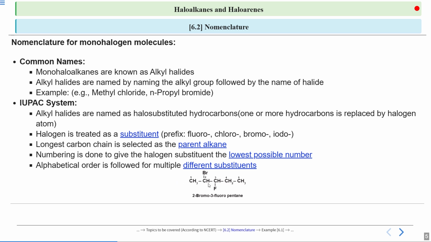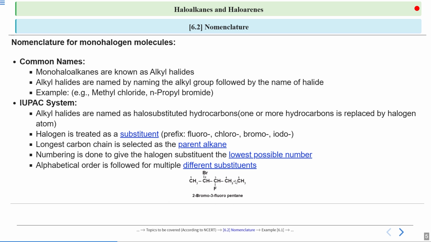Now if you do the numbering like this, which is given already, 1, 2, 3, 4, 5, the halogens are connected to the carbons having the numbers 2 and 3. So 2 and 3 is lower compared to 3 and 4, right? So we consider the numbering of the longest carbon parent alkane in which the halogen substituent carbons get the lowest possible numbers. So we consider left to right numbering in our longest carbon chain as the correct way.